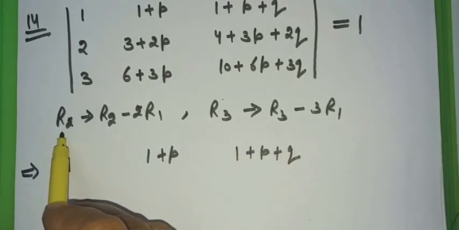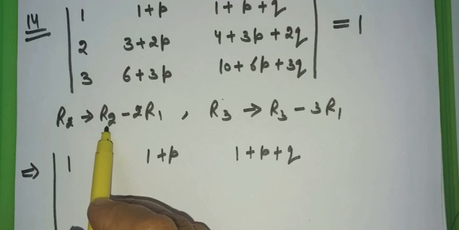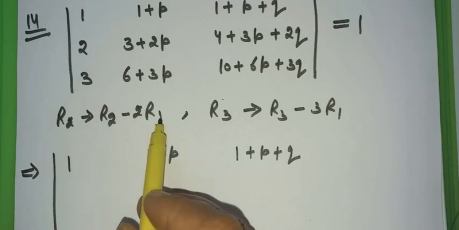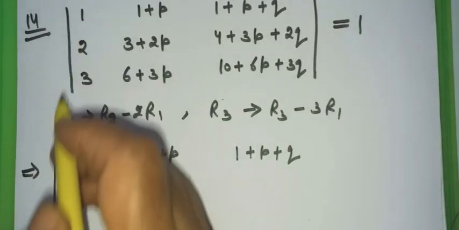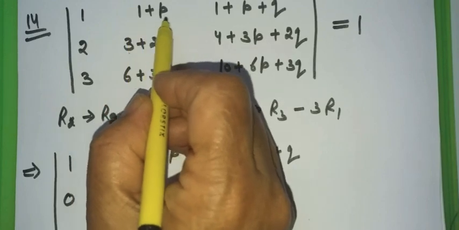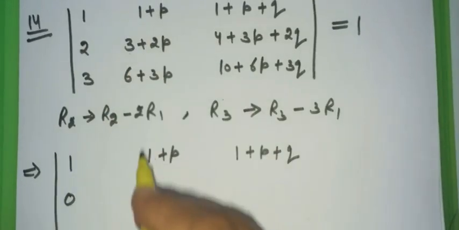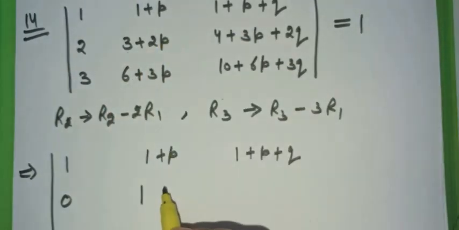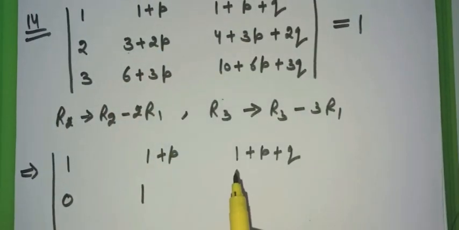So this operation means from every element of R2 you subtract 2 times the corresponding element of R1. So 2 minus 2 times 1 is 0. This element minus 2 times this element. So 3 minus 2 will be 1. 2p minus 2p will be 0. So this element will be 1.